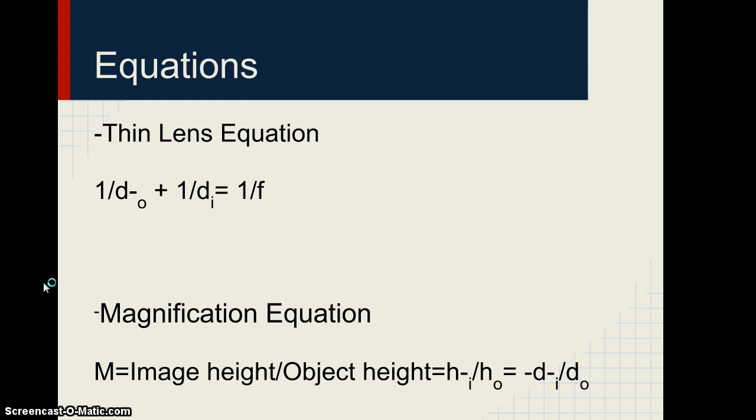The object distance is positive if the object is to the left of the lens, and the object distance is negative if the object is to the right of the lens. The magnification is positive for an image that is upright with respect to the object, and negative for an image that is inverted.